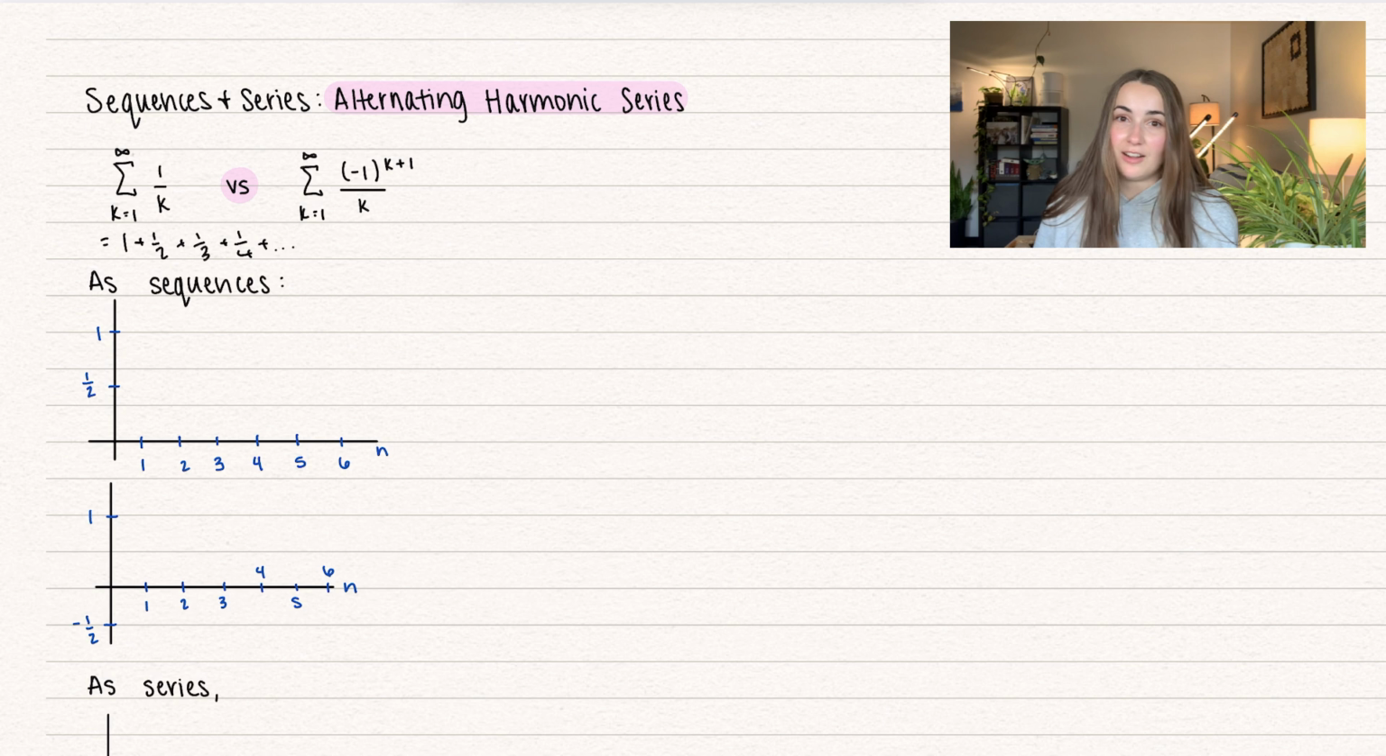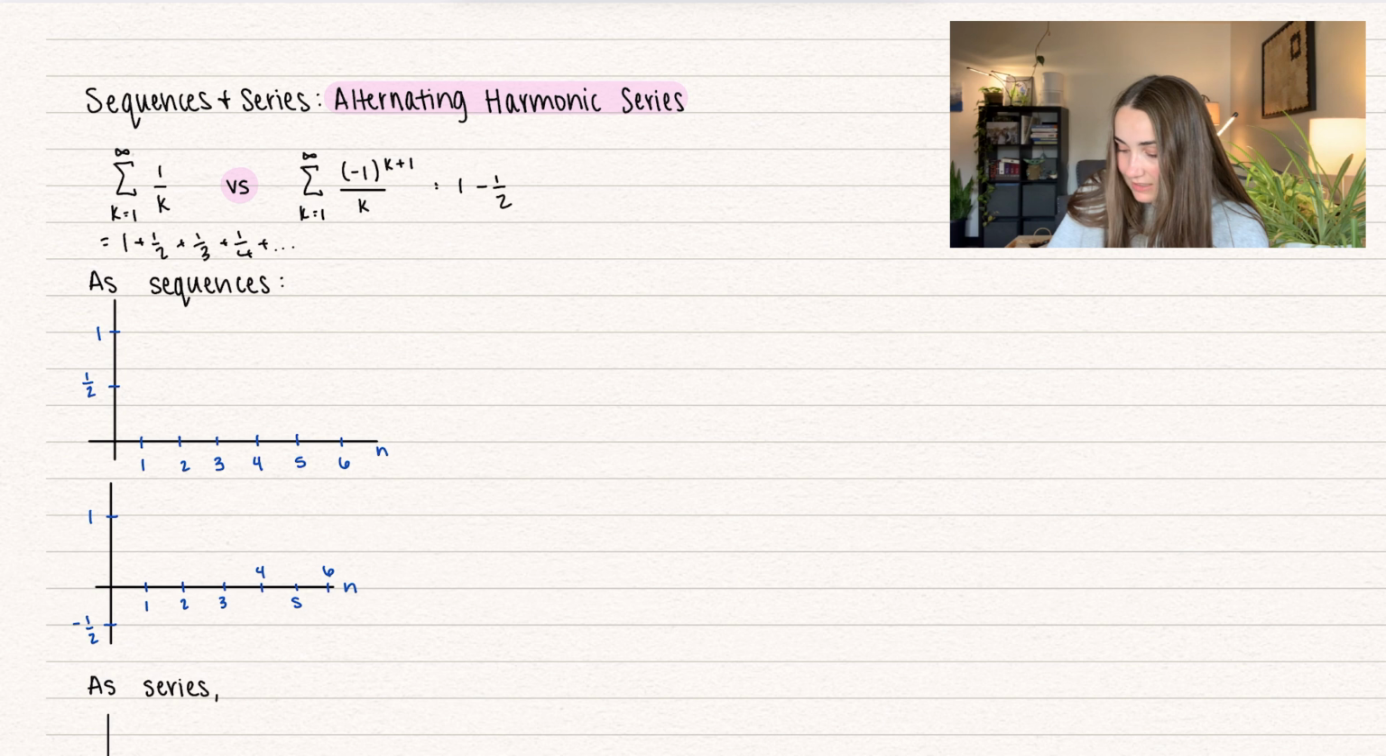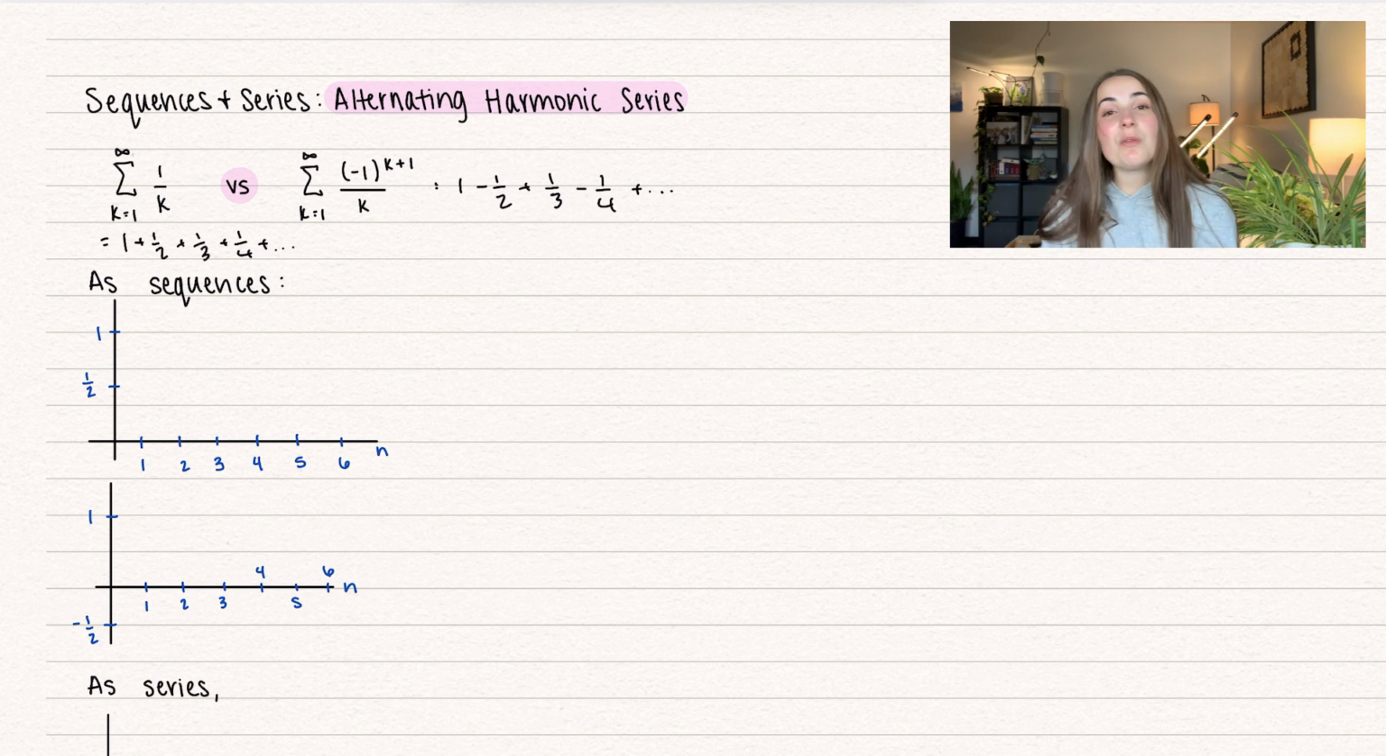Now the alternating harmonic series is where we add in an alternating -1. So this is going to be equal to 1 minus 1 half plus 1 third minus 1 fourth, and so on and so forth, right? So the idea is we know that the harmonic series diverges, but what does the alternating harmonic series do? Let's take a look at their sequences, right?